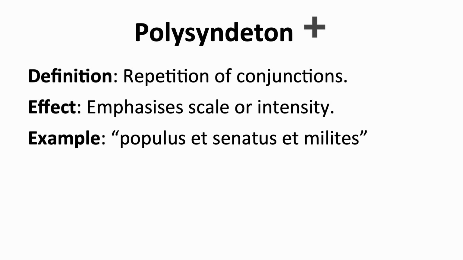Now, this is the opposite. Polysyndeton repeats conjunctions. It often makes a list feel weighty or total. We have populus et senatus et milites, where Tacitus is building the sense that absolutely everyone knows about Messalina's marriage. The people, the Senate, the army, everyone except Claudius. So it heightens his humiliation and isolation.